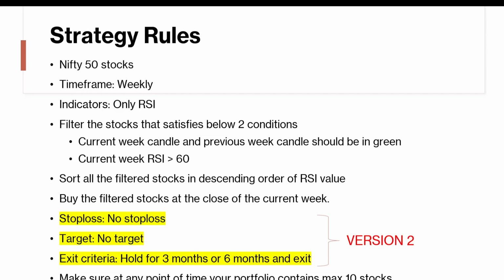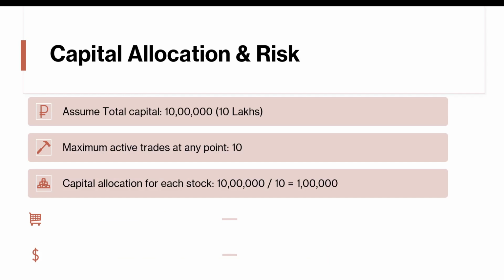It can be 5, 4, depending on the market cycles. In a bear market situation, you may have only 2 to 3 stocks in your portfolio. That's fine. You have to keep waiting till you get the signals. And coming to the capital allocation and risk, same as the previous strategy. Assume that you have a total of 10 lakh. In each stock, you are going to invest 10% of the total capital, that is 1 lakh.